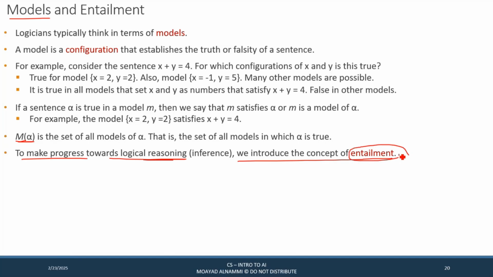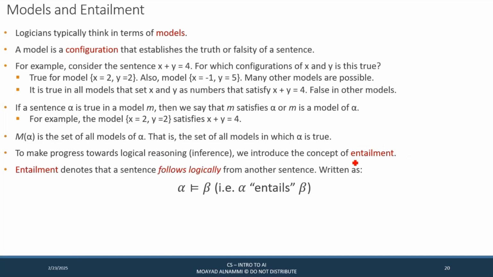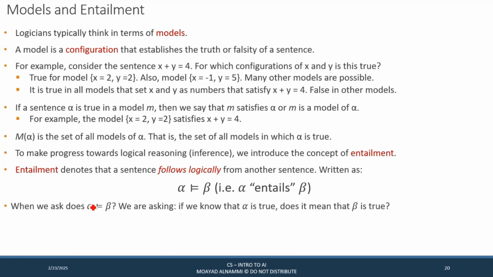Entailment is the cornerstone of inference. This is the formal definition. Entailment denotes that a sentence follows logically from another sentence. We write this as alpha entails beta. We say it as alpha entails beta. When we ask, does alpha entail beta? This is a question and not a logical statement.